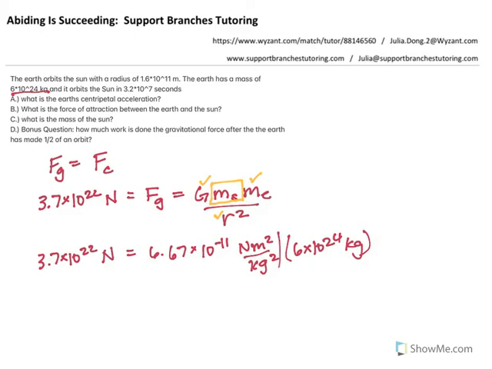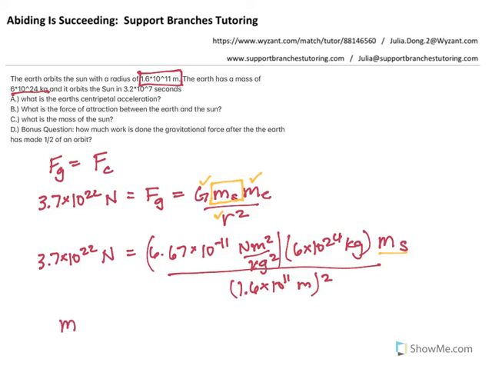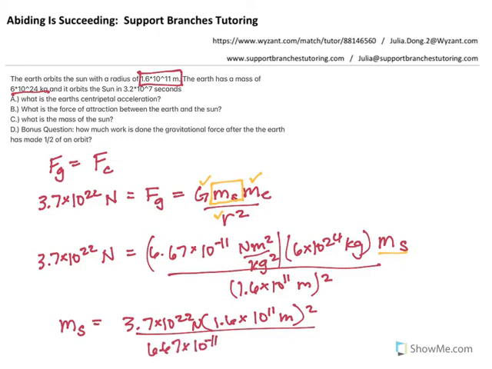times the mass of the sun, which is what we're looking for, divided by the radius, which is right here, 1.6 times 10 to the 11 meters. Don't forget the squared here. So all we have to do is solve for the mass of the sun. The mass of the sun should equal 3.7 times 10 to the 22 newtons, multiplied by the radius squared, and then we're going to need to divide by G and divide by the mass of the Earth.